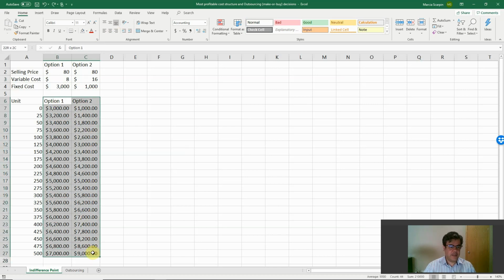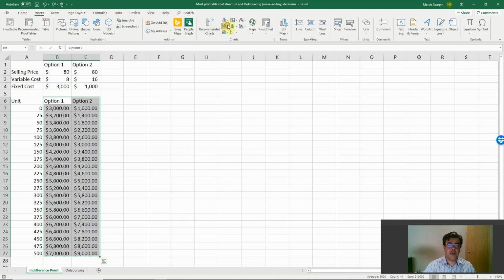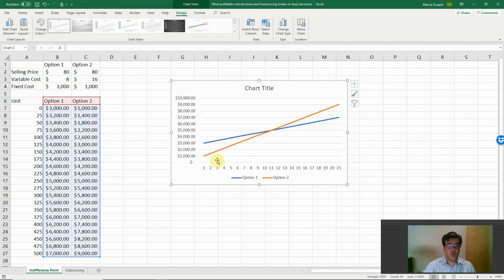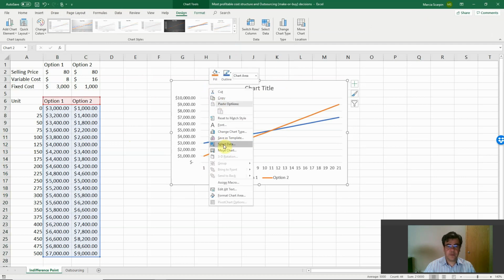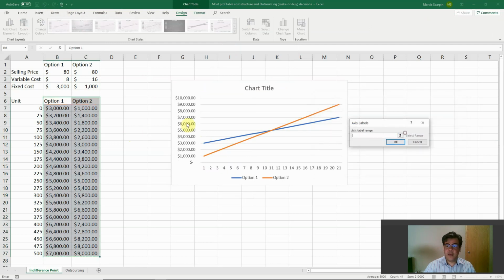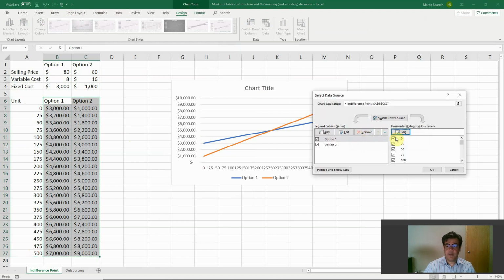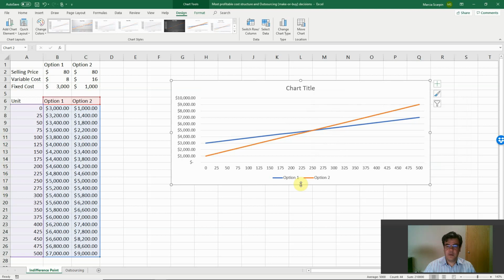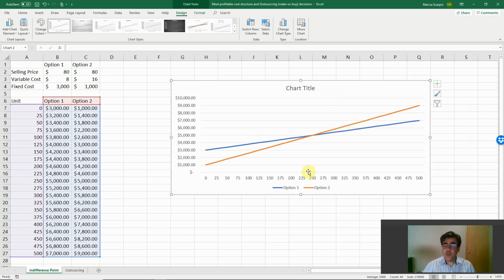So let's create a time series here. So insert here, option one and two. Select data, our axis here. Okay, yes, now it's better. So what do we have here?